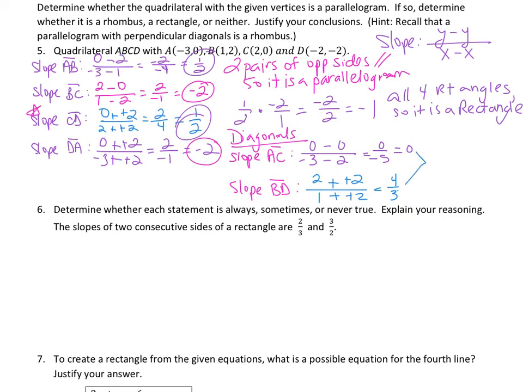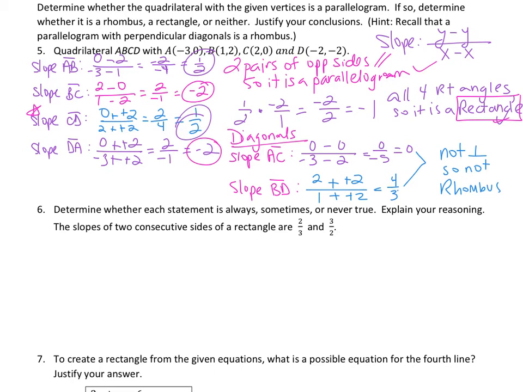So if you notice, these two are not perpendicular to each other, which tells us this is not a rhombus. So if it's not a rhombus, it is a parallelogram and it is a rectangle, then the most specific shape that we are going to say is a rectangle.